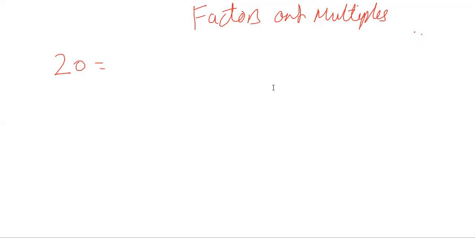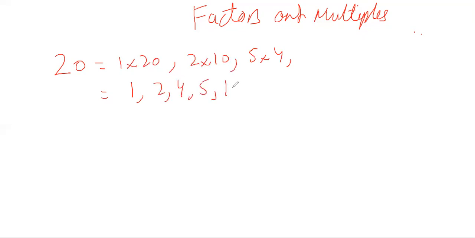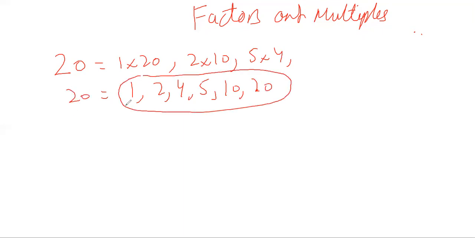What are the factors? Yes. So factors for 20 can be made by 1 into 20. Other option is 2 into 10. Other option is 5 into 4. And then there is no other option, right? So the factors for 20 are 1, 2, 4, 5, 10 and 20. So these all are factors for number 20. Good.